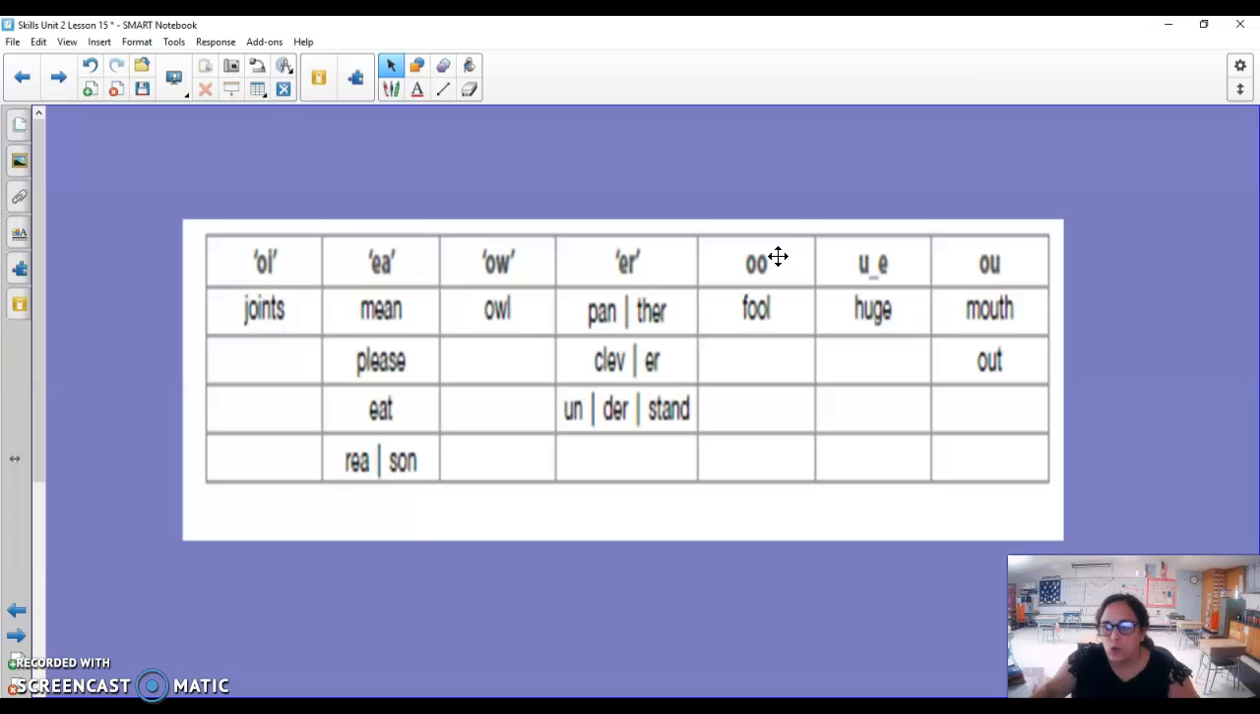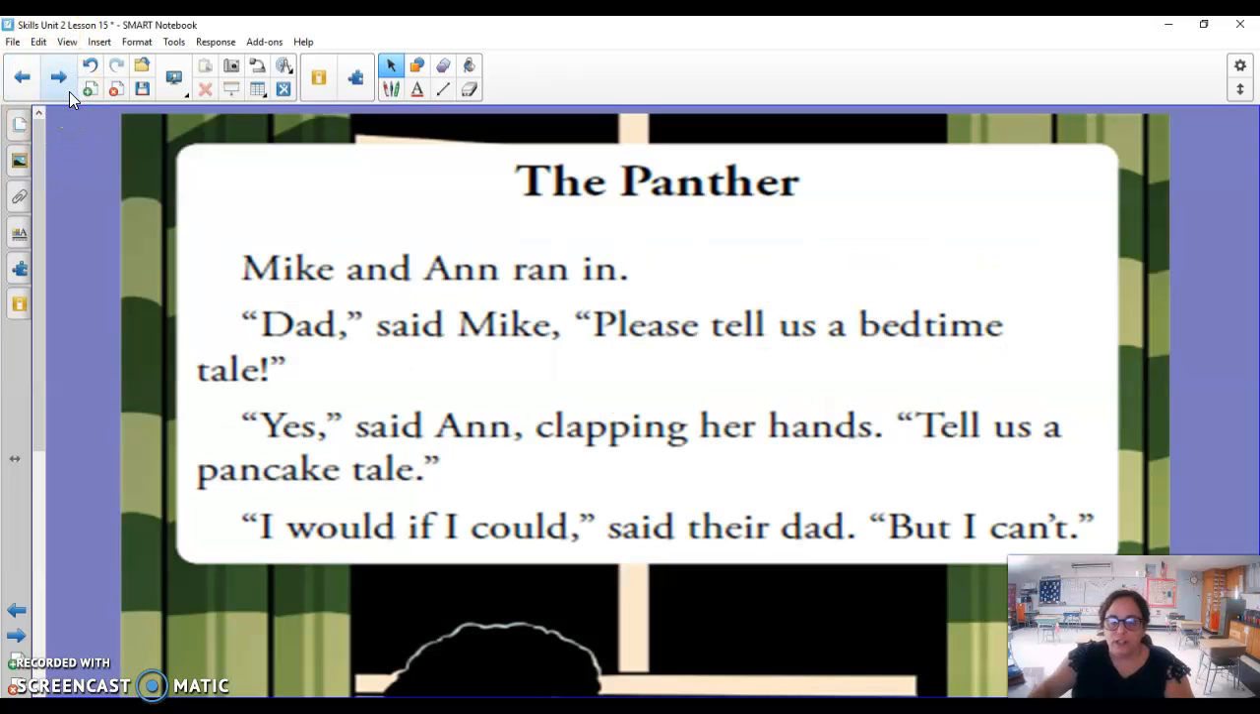O-O says ooh. Read the word. Fool. U consonant E or vowel consonant E makes the vowel say its own name, so it's long. It says you. So let's read the word. Huge. And the last group, O-U says ow. Read the words. Mouth, out. All right, good job.